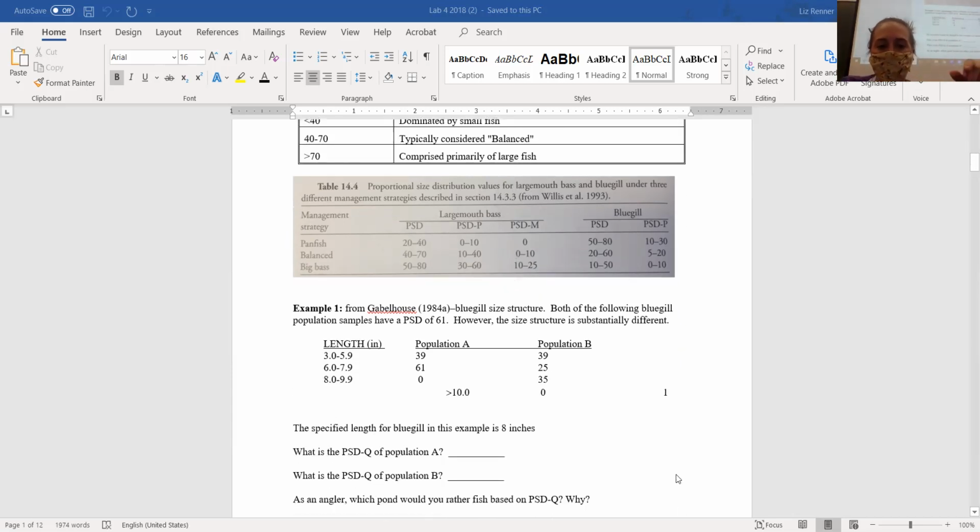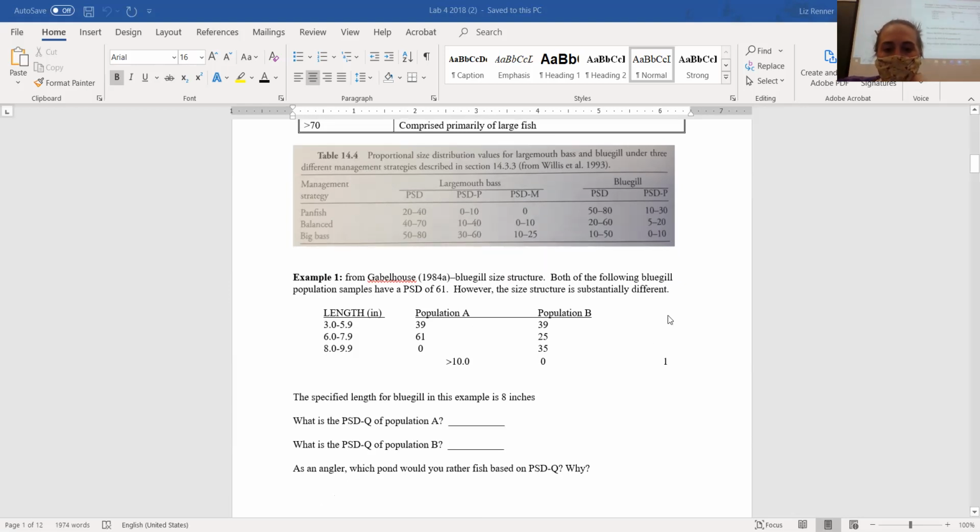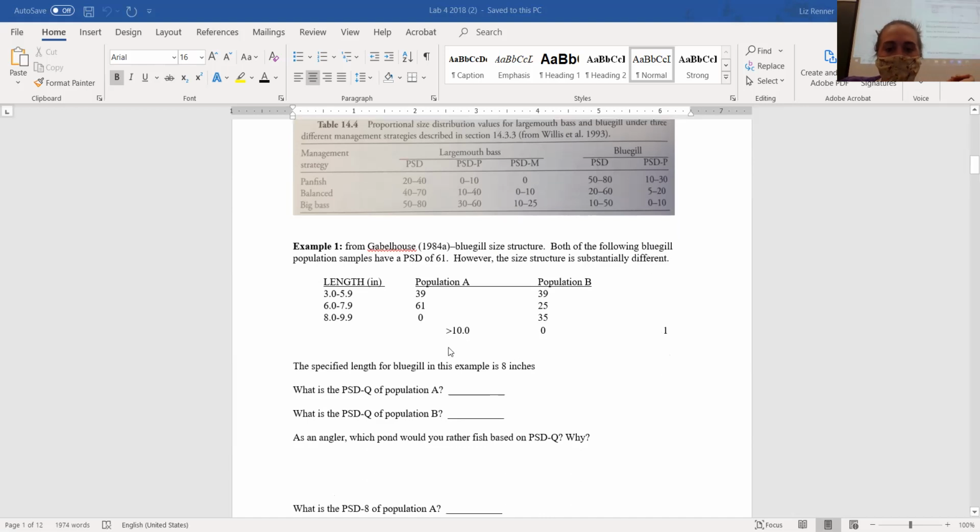All right, so here's an example from a paper by Gablehouse for bluegill size structure. Both of the following bluegill population samples have a PSD of 61. However, the size structure is substantially different. In population A, we've got 39 fish from 3 to 5.9 inches. We've got 61 from 6 to 7.9, and then none above 8 inches. Whereas in population B, we're more balanced. We've got 39 little ones, 25 in the middle range, and 35 in that range. And these both come out to a PSD of 61.